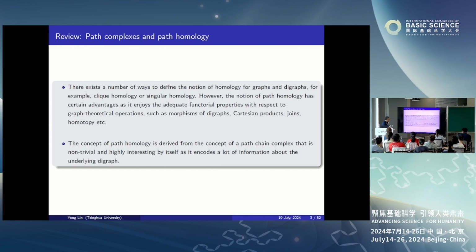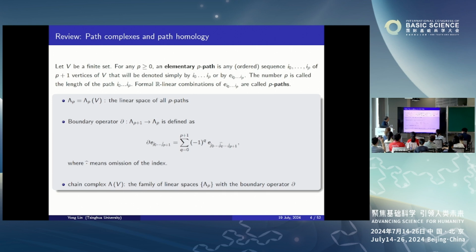Also, the concept of path homology comes from the concept of the so-called path chain complex, which is nontrivial by itself. First, we introduce what a path complex is. A path complex is defined on a finite set V. Given a nonnegative integer p, we take an ordered sequence i0 to ip, where p is the length, and we call it a p-path. We denote this sequence as i0 to ip or e sub i0 to ip.